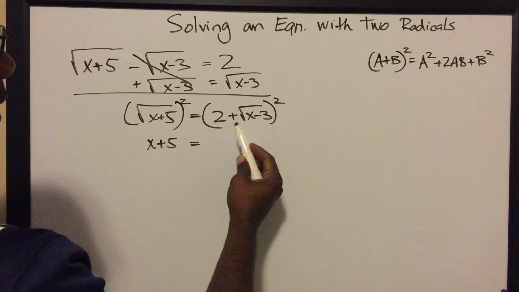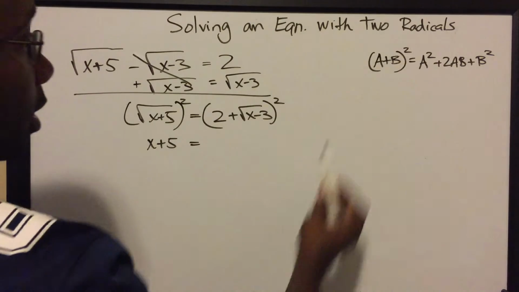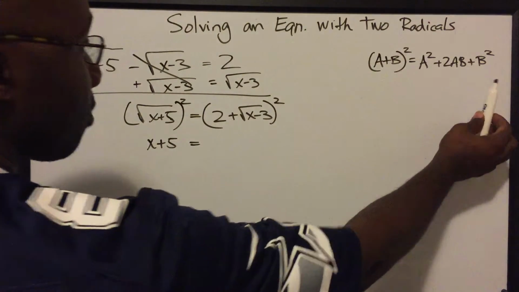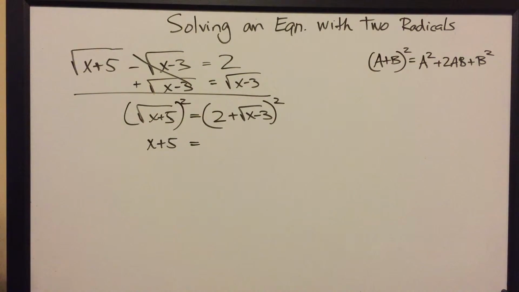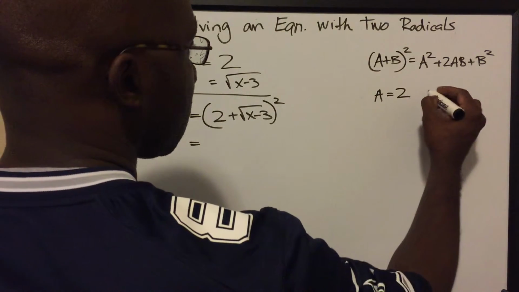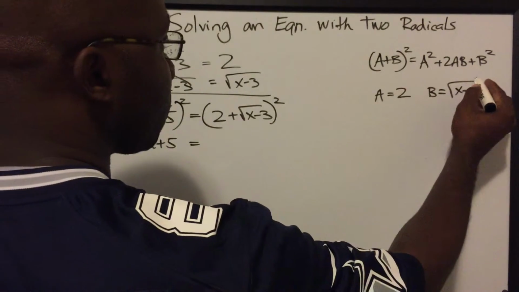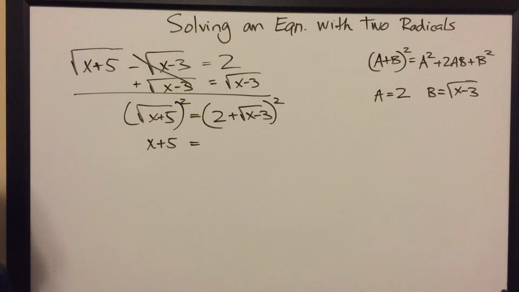So a problem like this is similar to this. We can apply this, a plus b squared is equal to this right here. But first we have to pull out our a and our b. Here, our a is 2, and our b is the square root of x minus 3. So knowing that, let's go ahead and apply that.